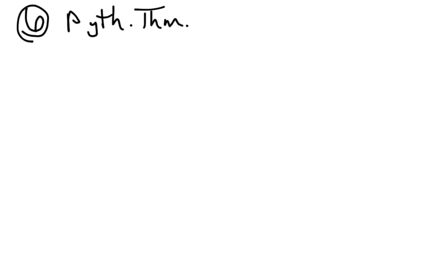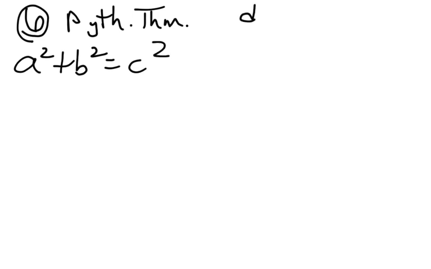Next problem, number 6. We're going to do the Pythagorean theorem, and we're going to find the rate of change of the hypotenuse over time. So the Pythagorean theorem is a squared plus b squared equals c squared. And I want to find the rate of change of the hypotenuse, which means dc/dt. And I'm going to isolate that.